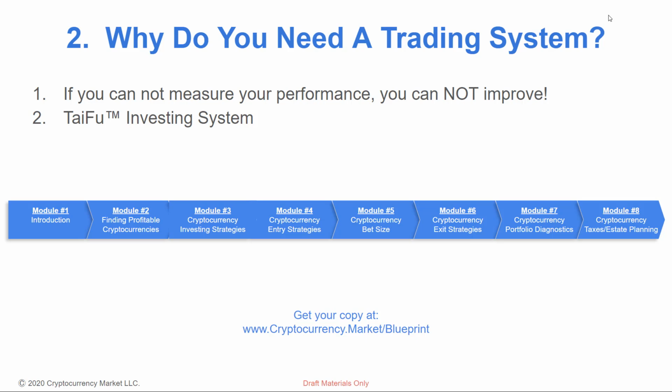Now, in this video training, I'm only going to cover and elaborate on Module 7, the cryptocurrency portfolio diagnostics. If you notice, in the cryptocurrency investing blueprint training, we use a trade log. The problem with the Excel trade log or the Google Sheets trade log is, one, that it's not close to real time, and the second thing is that it doesn't show all the diagnostics numbers that we need in order to make an accurate decision on how to improve the performance of our trading system.